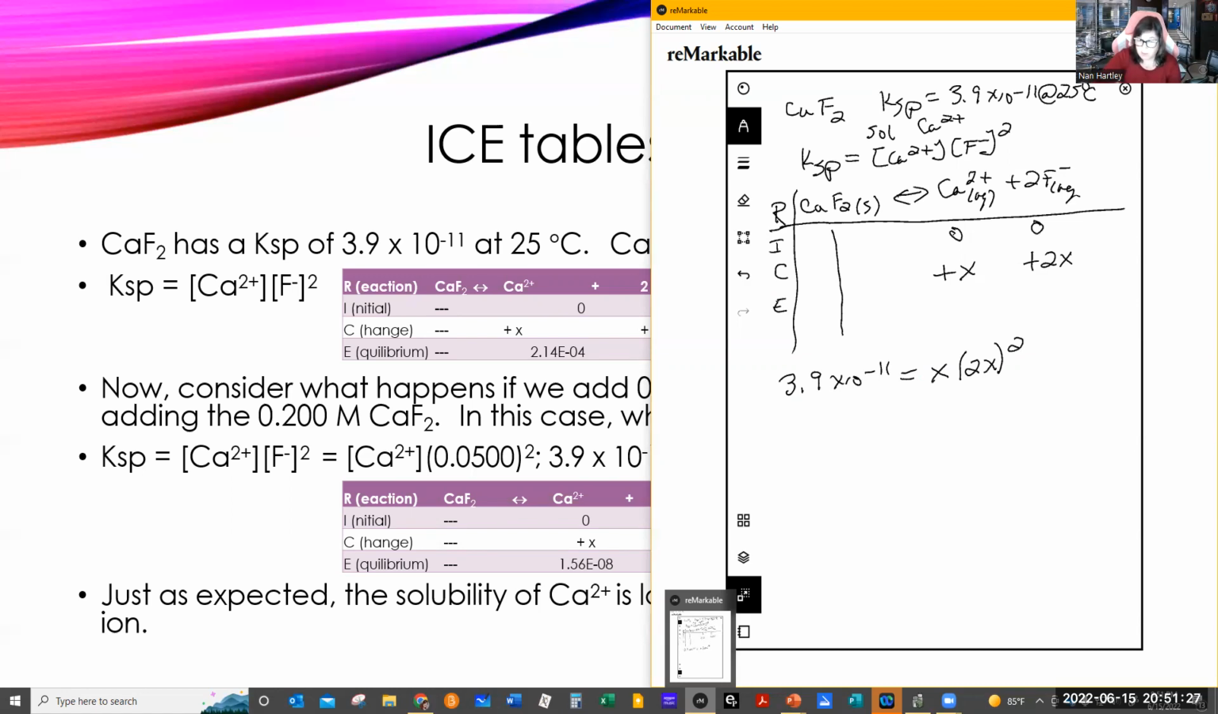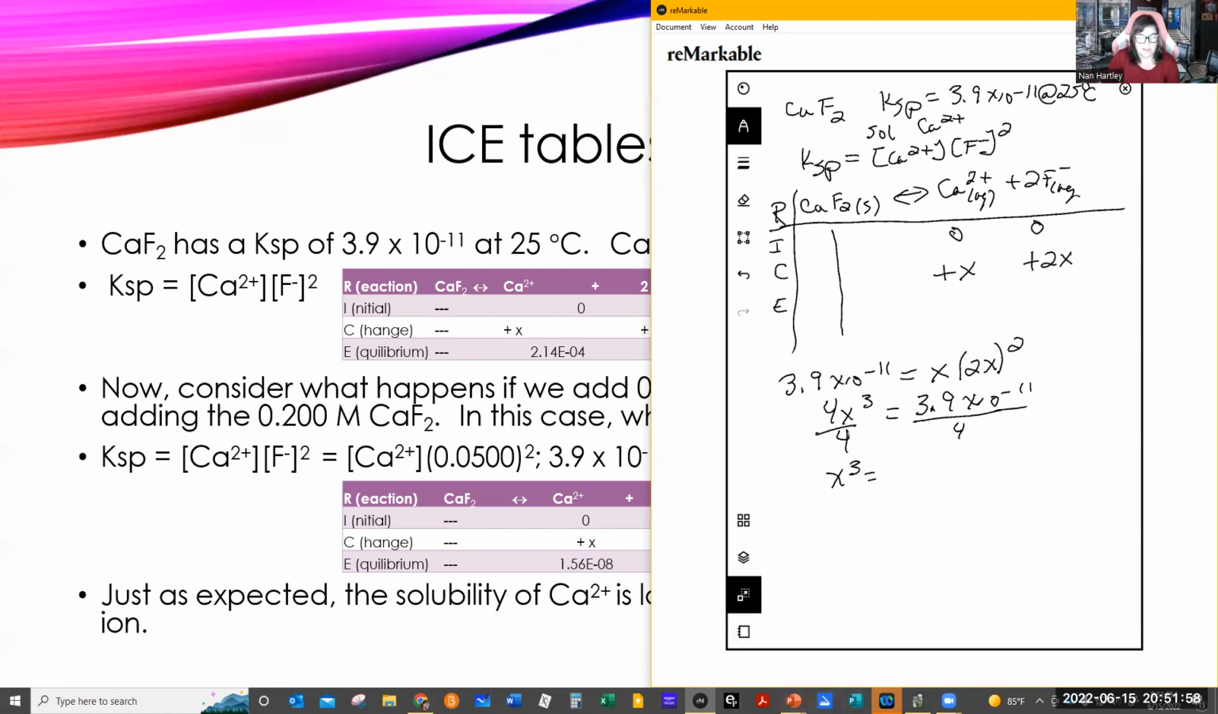So I'm going to flip this just because it makes my head happier to do that. When I square the 2x, that gives me 4x squared. 4x squared times x gives me 4x cubed, and that's equal to 3.9 times 10 to the minus 11th. Now, in order to solve this, I'm going to have to divide both sides by 4. And that's going to leave me with an x cubed equal to whatever that calculation is.